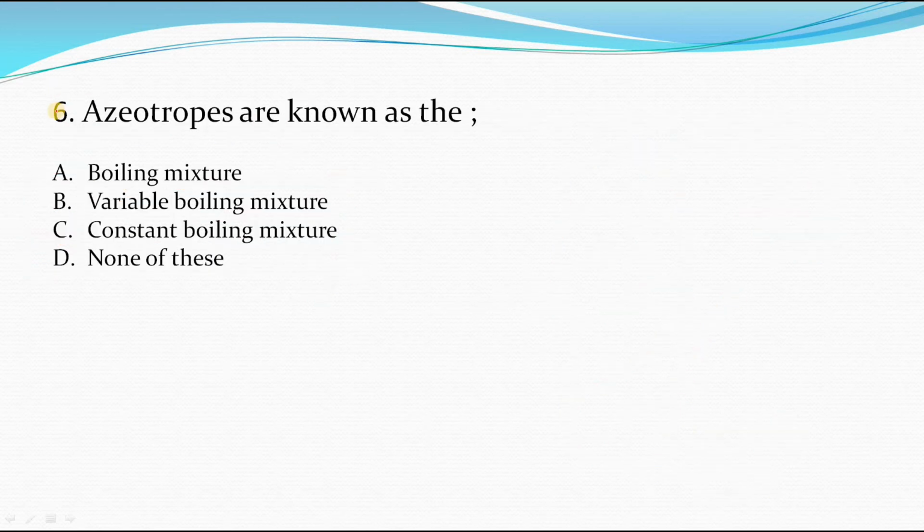Now the sixth question is: azeotropes are known as boiling mixtures, variable boiling mixtures, constant boiling mixtures, or none of these. Do you know what azeotropes are? What is an azeotrope? So look here.